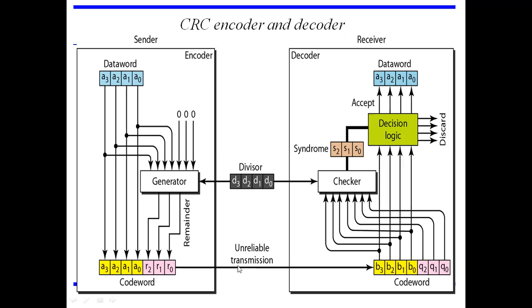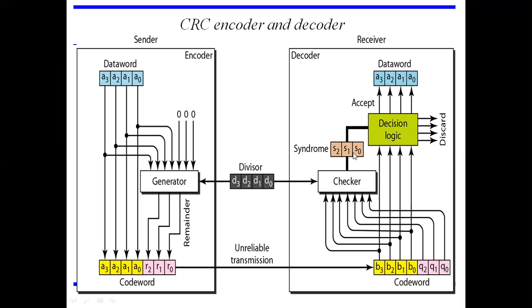Once this code word is transmitted and received at the receiver side, the receiver does the division again with the same divisor. If the data is properly received, then doing the division again with the same divisor will definitely give a remainder of 0. We call that the syndrome at the receiver side. When the syndrome value is 0, the data is simply accepted at the receiver side, so there is no corruption in the middle, and we can accept the same data.